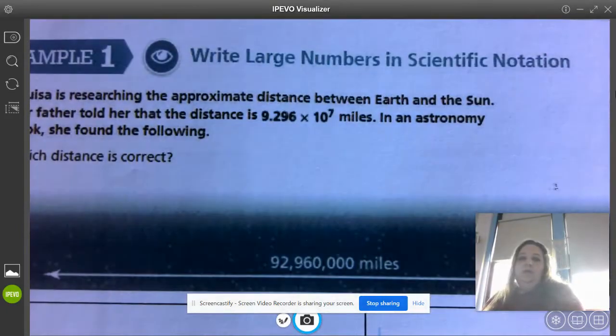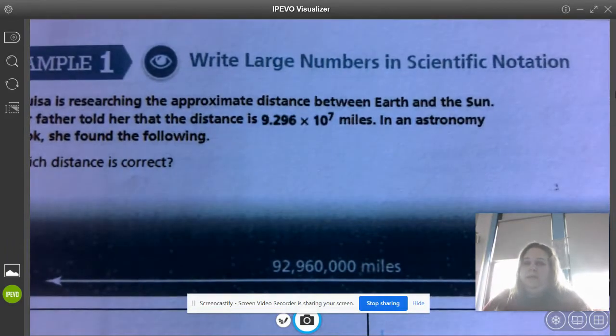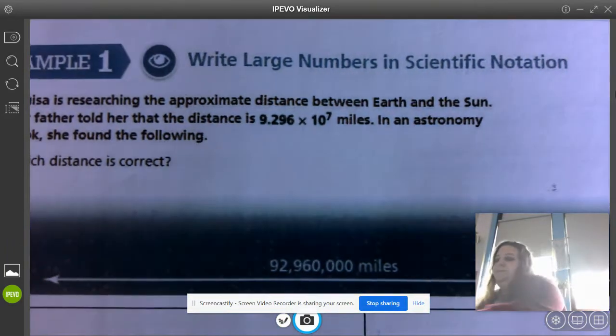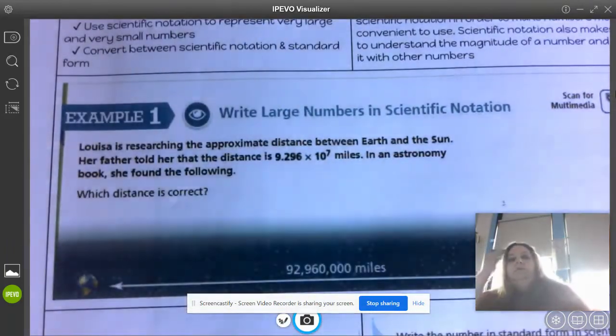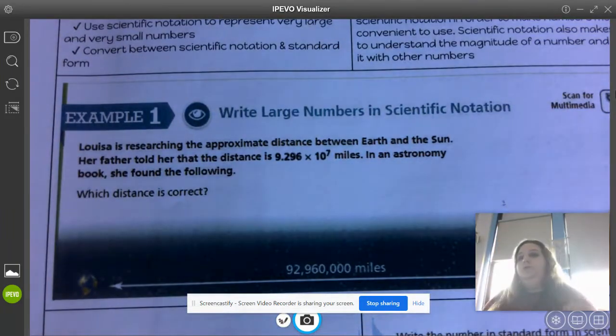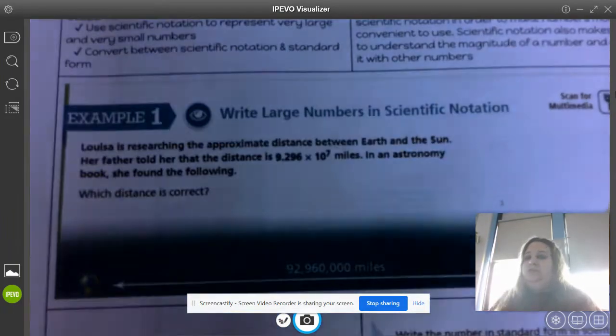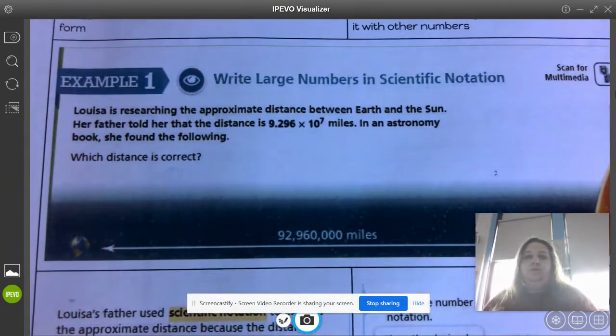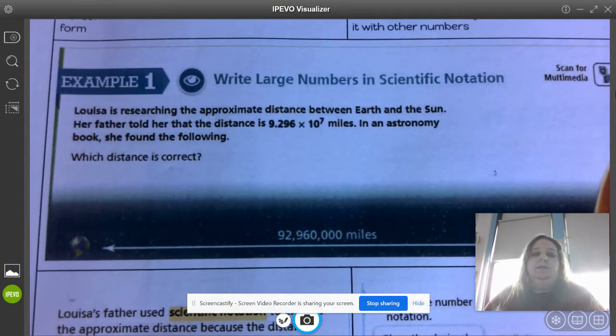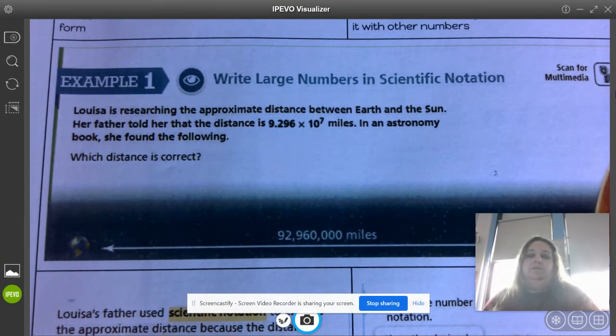Okay. So, writing large numbers in scientific notation. When we use scientific notation, a lot of go-to examples have to do with space, with the type of numbers we're talking about. So, Louisa is researching the approximate distance between Earth and the Sun. Her father told her that the distance is 9.296 times 10 to the seventh miles. In an astronomy book, she found the following: which distance is correct?